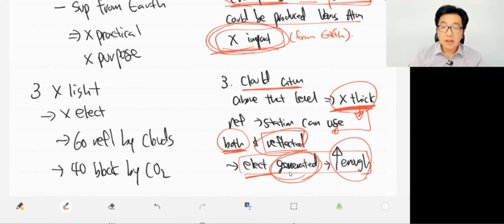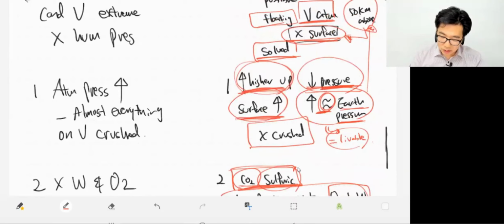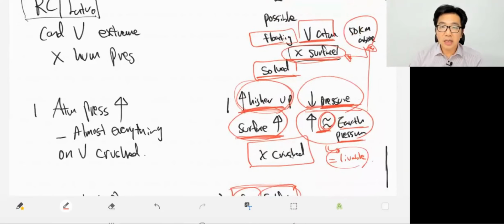Okay? So let's listen to the listening passage and match up our notes, okay, to understand this passage clearly. Here we go.